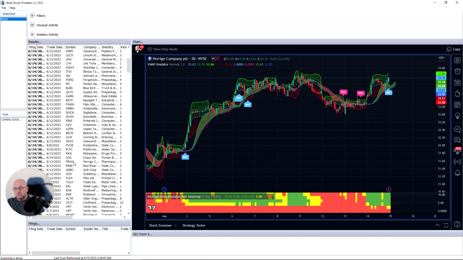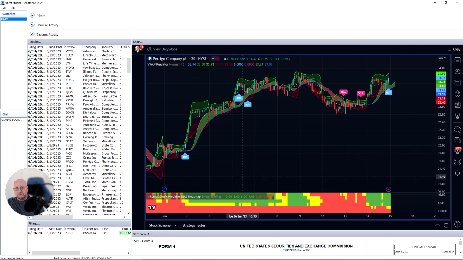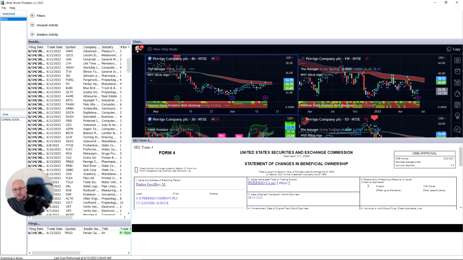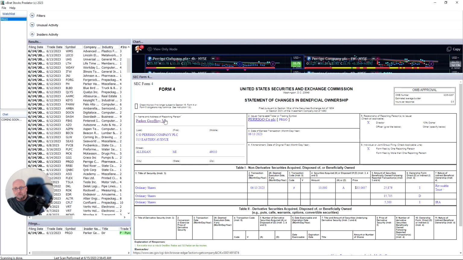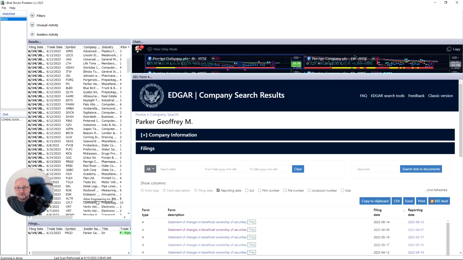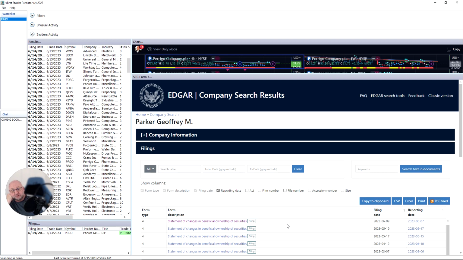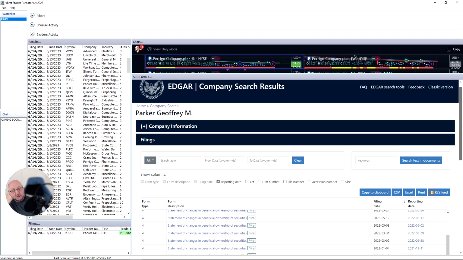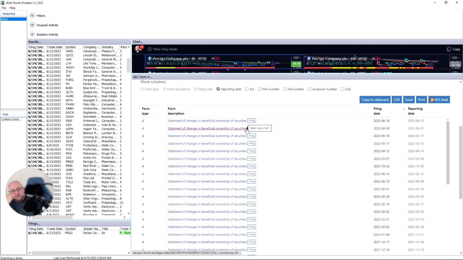We can have a look at PRGO on the list here, and we can pull up the SEC form, Parker Jeffrey. We can click on that SEC form and go to the company search results, and we can look at how many times that person has actually purchased. Scrolling down, we can see that on the 9th of June they purchased, and on the 14th of June that particular person purchased. So we're starting to accumulate a lot of shares.